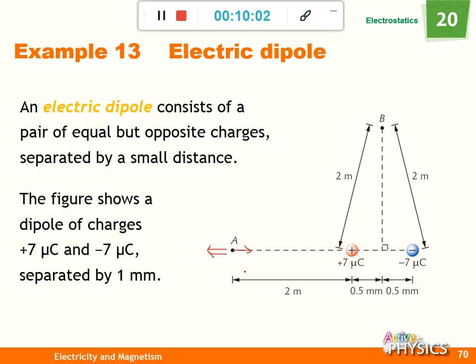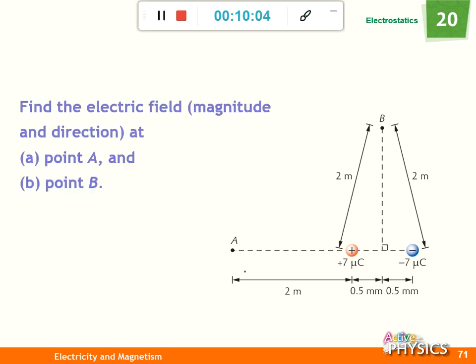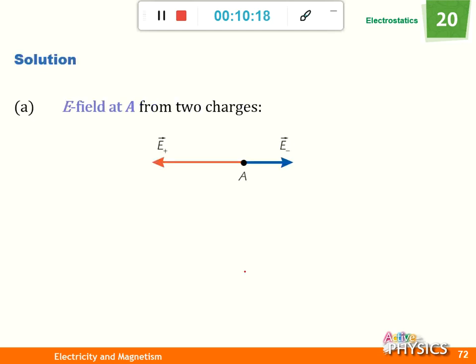And because of it, you can apply the formula 2 times. One for the positive one, the other one for the negative one. Point A and point B. Point A is the easier one. Try to do point A, it means part A first.